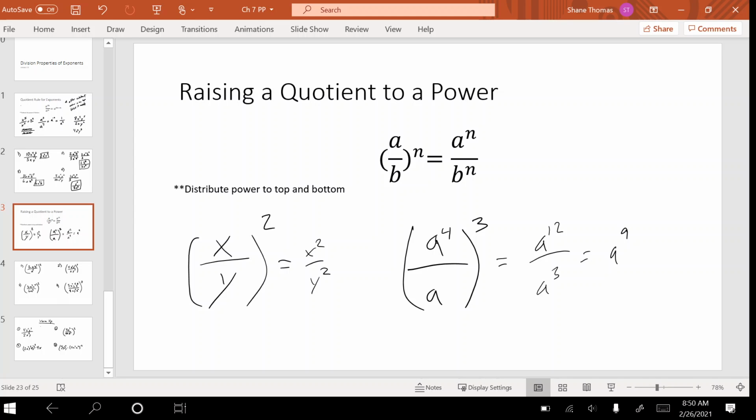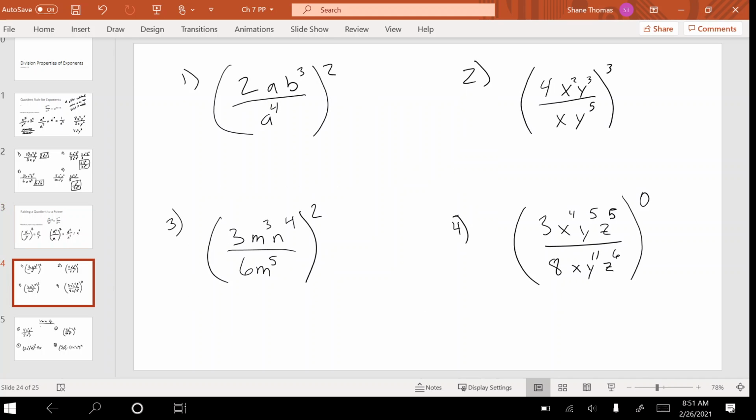It gets pretty straightforward. It really doesn't change anything. I honestly don't know why they even have to include this rule when you have the power distribution rule. Okay? You guys good with that? All right. So here's 4 more. Distribute the power to everything on the inside of the parentheses, and then simplify whatever you have.